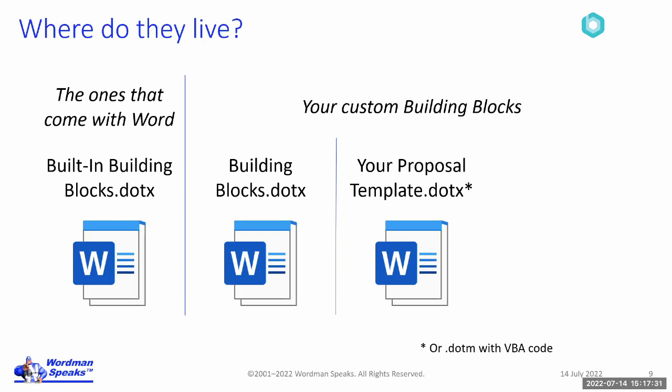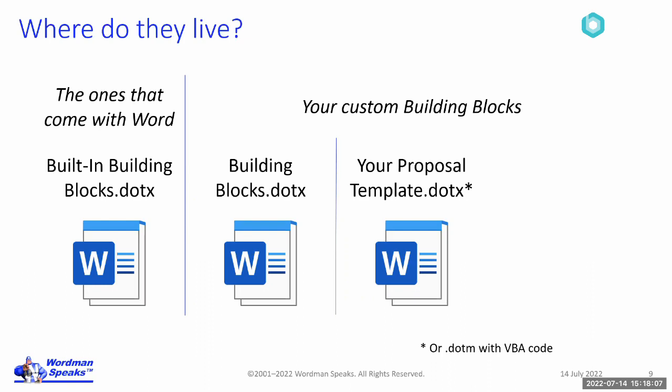And whenever you create a document based on a template, remember that the document has this sort of umbilical cord, if you like, back to the template. So it always knows who its template is, and the things like macros and building blocks that are in the template are available to that document through that sort of magical connection. Obviously, if you have macros in your proposal template, it'll be a .dotm file as opposed to a .dotx file. .dotx files can't contain macros.